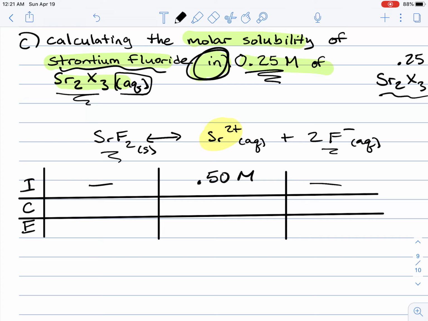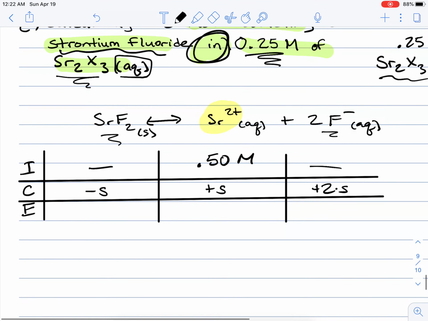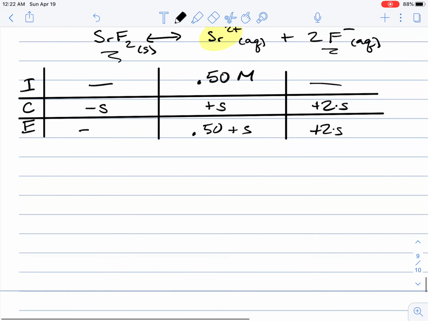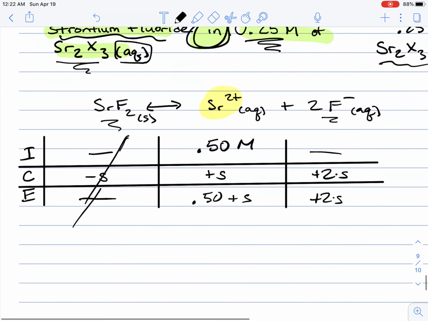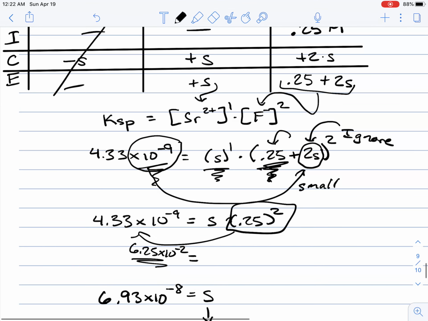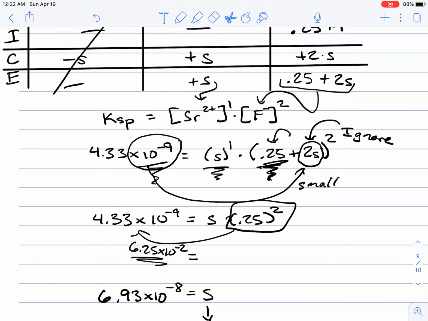We know that some amount of SrF2 is going to be soluble to produce Sr2+, the strontium cation, and 2 times S. So what we're going to do here is add downwards, so 0.50 plus S, and then plus 2 times S. Once again, we can cross this out because that is a solid, and we do not use it.